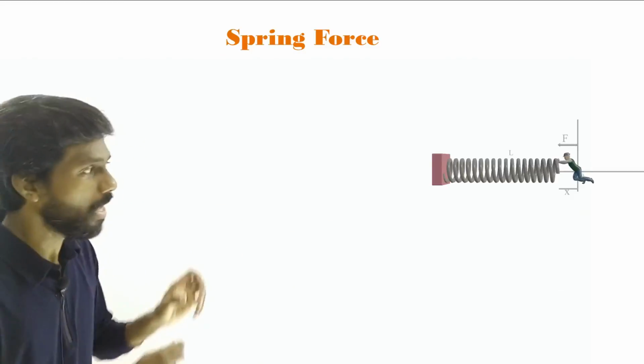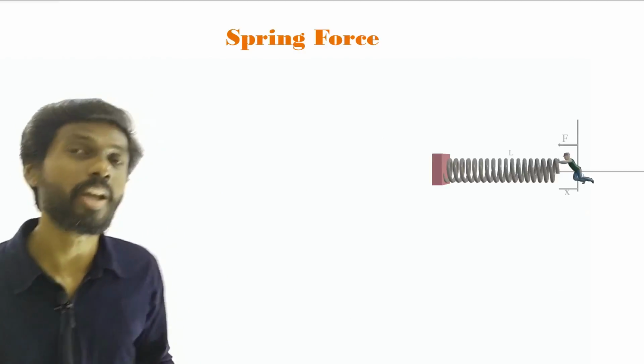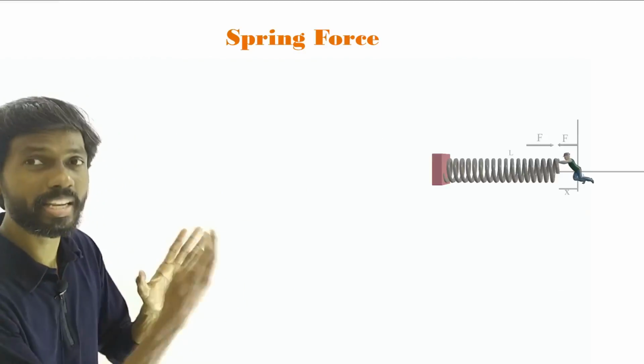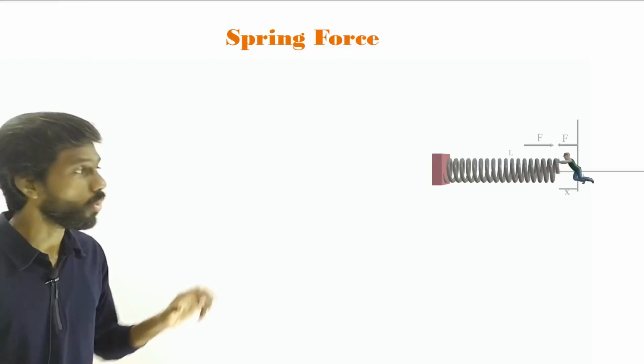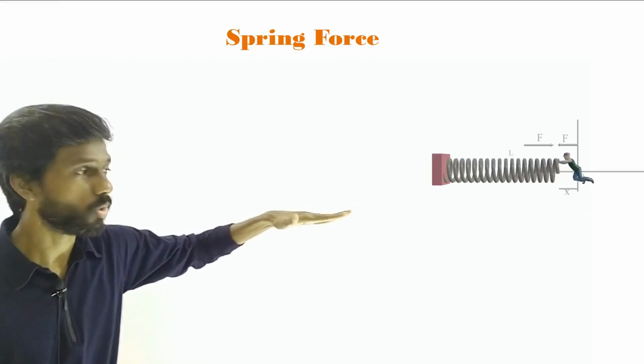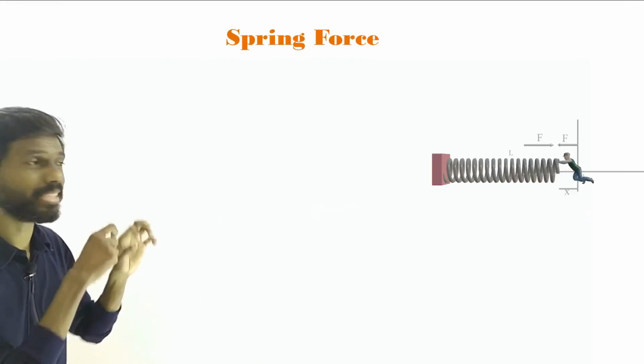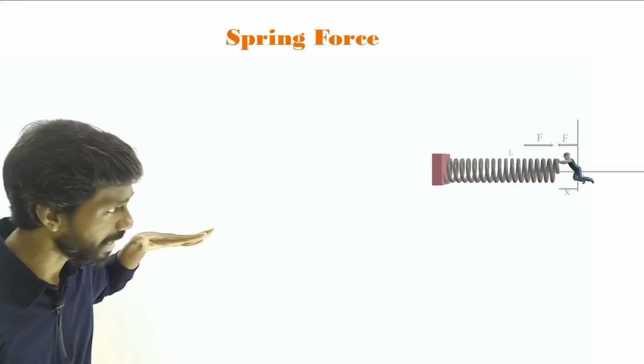Now this spring will always try to regain its shape. That means it will always try to get back to its original length. So it is compressed now. So the spring will apply a force in the opposite direction, in the direction of its natural length. So the force applied by the spring on that person is in this direction.